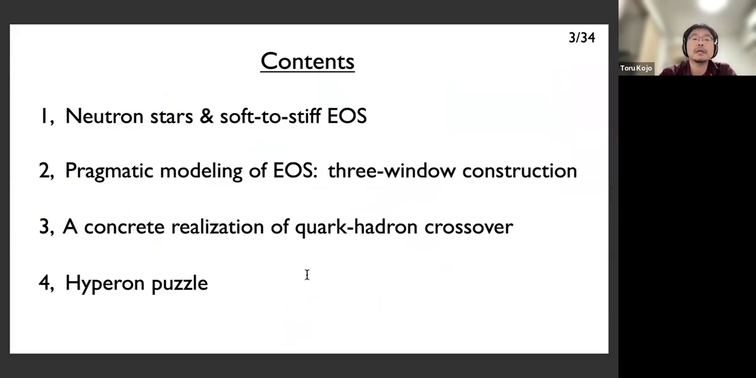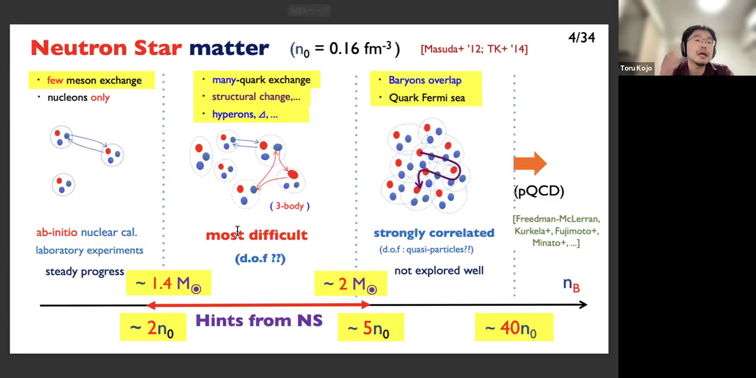First, I briefly mention the relationship between the neutron star mass-radius relation and the equation of state. Next, I will discuss some practical modeling of the equation of state based on the three-window construction. In the third part, I will delineate the microphysics of the quark-gluon plasma and quark-hadron crossover within a schematic description. And finally, I will discuss the hyperon puzzle, which is a long-standing problem in neutron star physics and also nuclear physics.